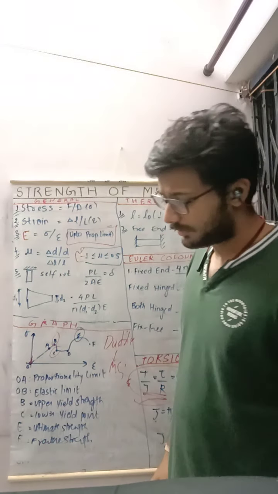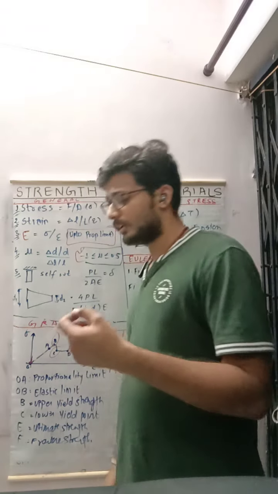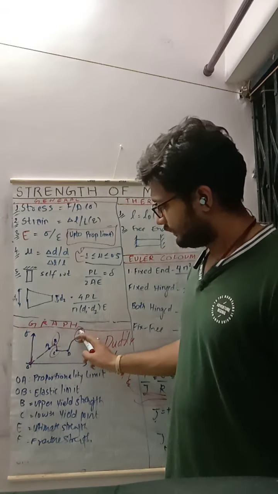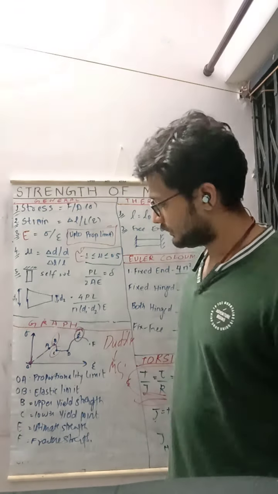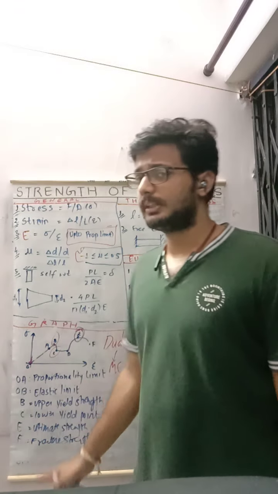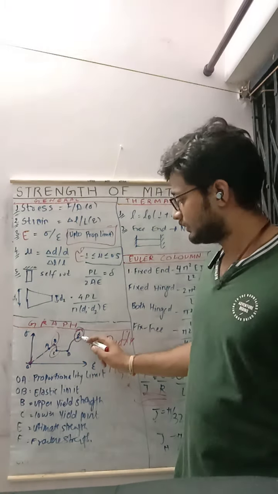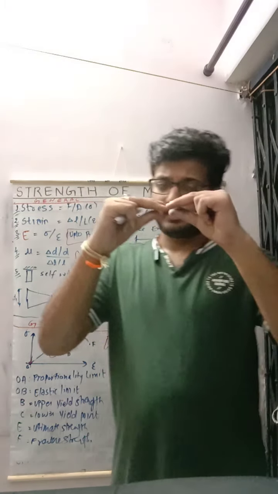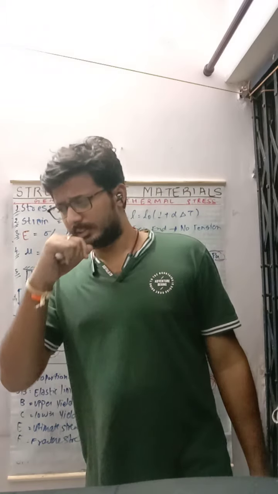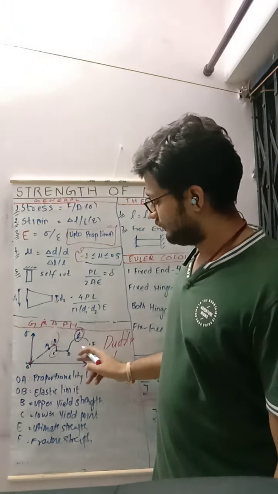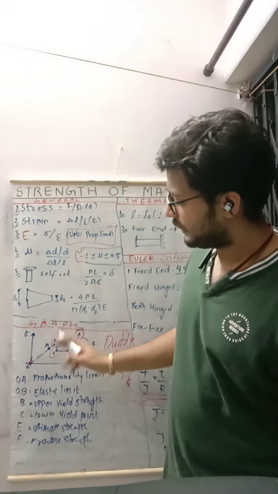After the yield point limit is crossed, your substance will definitely have some permanent deformation. Then we have the ultimate stress, which is the maximum stress a material can handle. Once that limit is reached, the material will start to neck. It will become thinner in a particular area, and it will fracture. So F is the fracture point. This graph is very important.